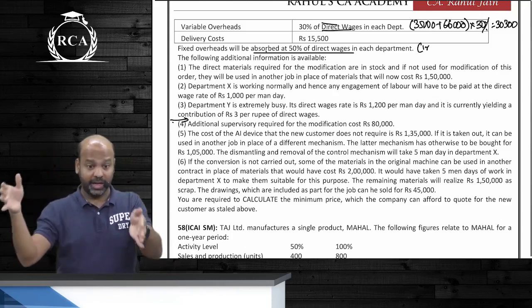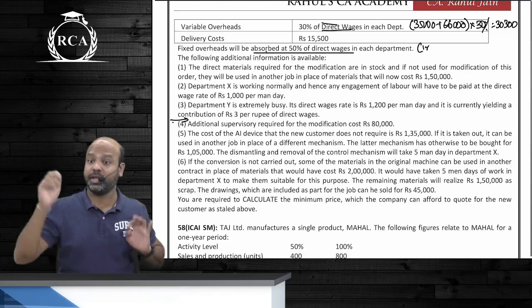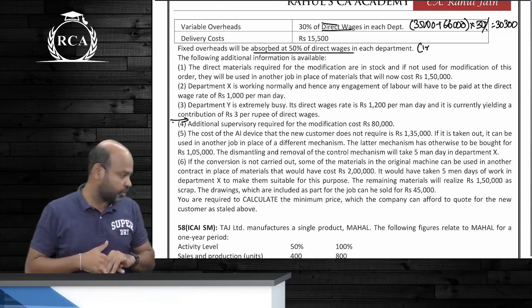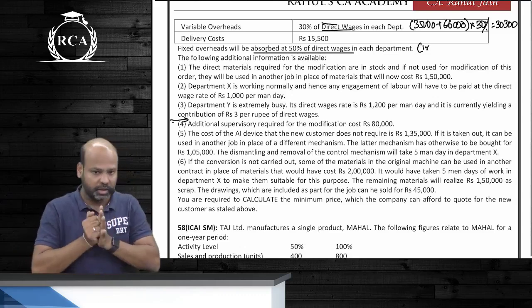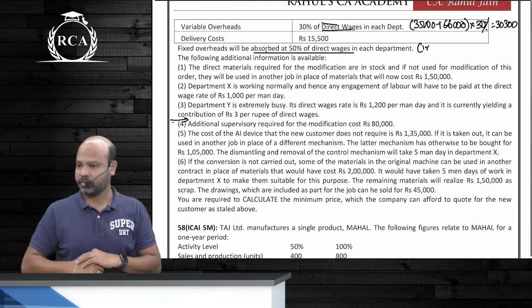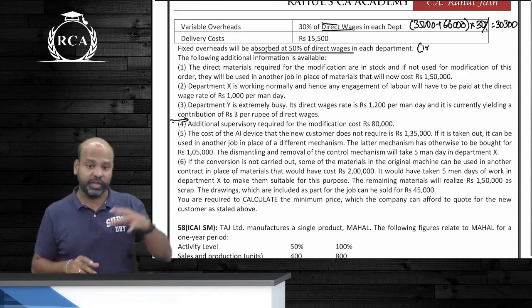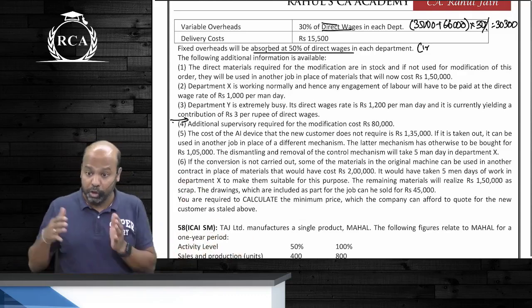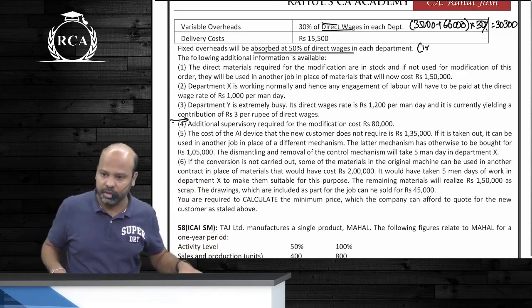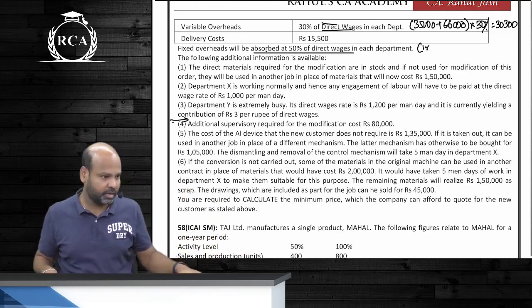I do not need the AI device. 1,35,000 is already incurred. Sunk cost is not relevant for decision making. Are we clear about this? If I take it out from here, I will be able to save money elsewhere. Because of this conversion, I am saving money. How much money am I saving?